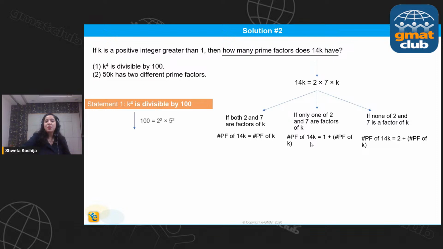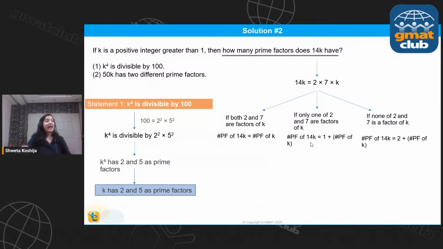Now, statement 1, when I see K to the power 4 is divisible by 100. What is 100? It's 2 squared times 5 squared. So K to the power 4 has 2 and 5 as prime factors. That's it. If K to the power 4 has it, then K also has it, right?